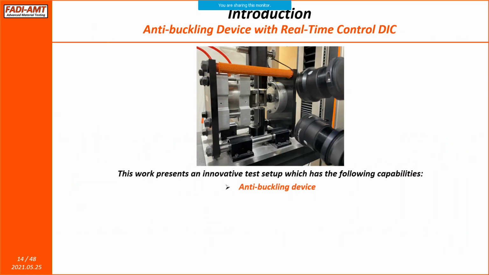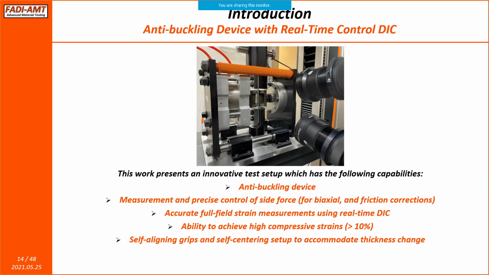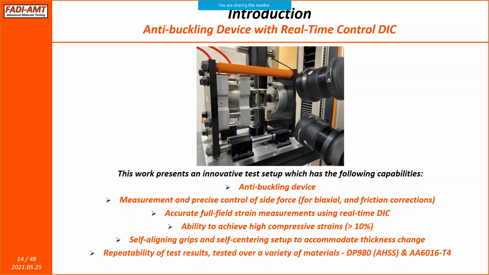So today we'll be presenting an anti-buckling device which is capable of putting a side force on the specimen which is measured and controlled. In addition to that, it is coupled with a 3D DIC in conventional as well as real-time mode. The target was to achieve high compressive strains of more than 10%, and we tested this over two materials, which are DP980 and a medium strength aluminum alloy.